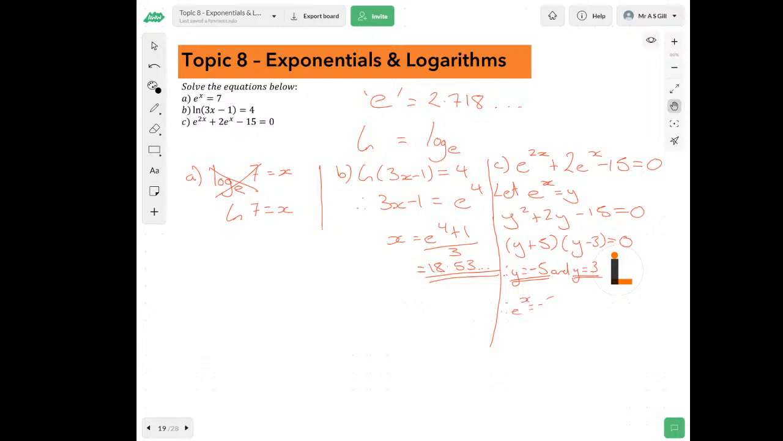e to the x also equals those values. But e is a positive number, as e is a positive number, there is no power that we can raise it to that will give us a negative answer. So there are no solutions for this first part here.